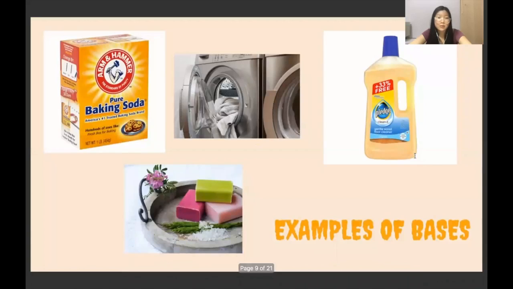So here are some common examples of bases. We have baking soda, as we said before. You have detergents, laundry detergents, right? Your floor cleaners and your soaps. So notice how most of these options aren't food, right? We don't really have a lot of bitter foods in our diet because most of us don't like eating things that are bitter, and so most of our diet consists of acidic and neutral foods and not basic foods.